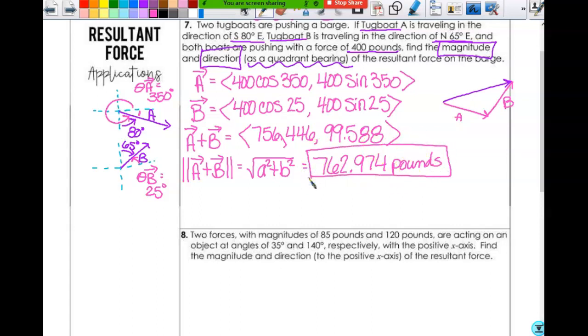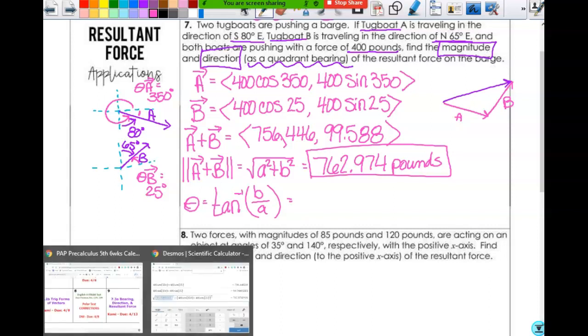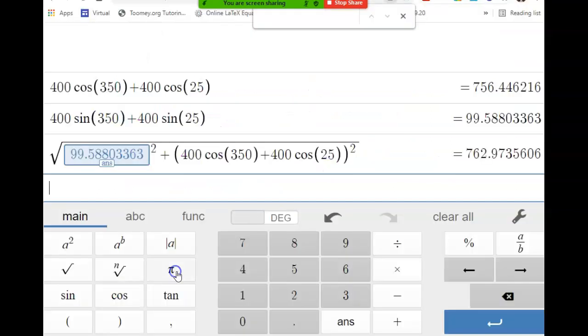Now I need theta. Theta equals the tangent inverse of b over a. Still not typing decimals back in. But now when I go back, I can't grab b or a. I know I could back out of some stuff, but it's not worth my time and the clicks it takes. So you have to keep track of what this is. This gives me my a value. This gives me my b value.